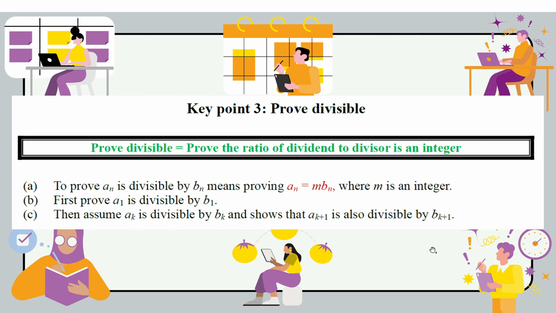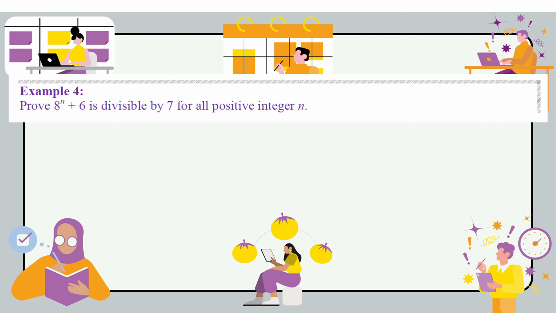It's mathematical induction. You learned it? Yes, then start to do it. Prove that 8 to the power n plus 6 is divisible by 7 for any positive integer n. How can I prove it? Mathematical induction. Prove n equal 1 is correct, then assume n equal k, and then prove n equal k plus 1 is also correct. And that's it. Pause and work on it.